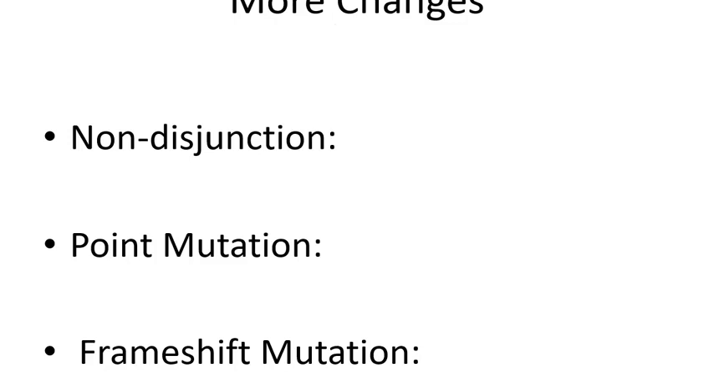There can be a non-disjunction. So during either mitosis or meiosis, the chromosomes do not split. So in one daughter cell, we have 2 of a chromosome instead of 1. And in the other daughter cell, there is nothing. So we have a non-disjunction. So one of those daughter cells will have 1 extra or less than.